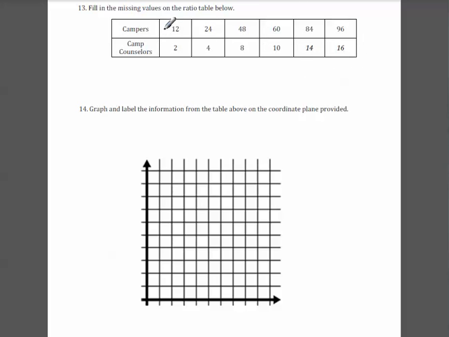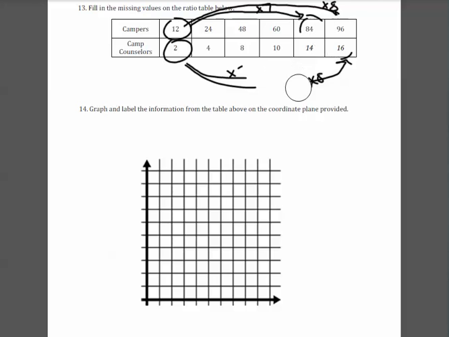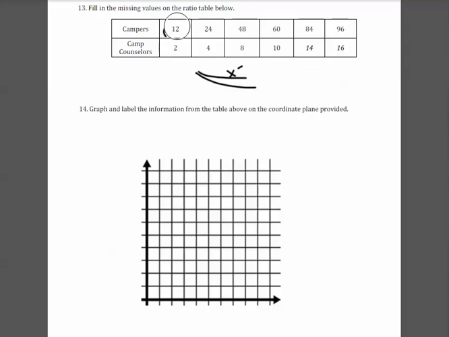Or you can ask yourself, how many times does 12 go into 84? Well, it goes in 7 times. So times 7, so 2 times 7 gives me 14. And then ask yourself how many times it goes into 96. Well, it goes in 8 times. So 12 times 8 and 2 times 8, and that equals 16. Okay, so once we fill in our ratio table, now we can graph.